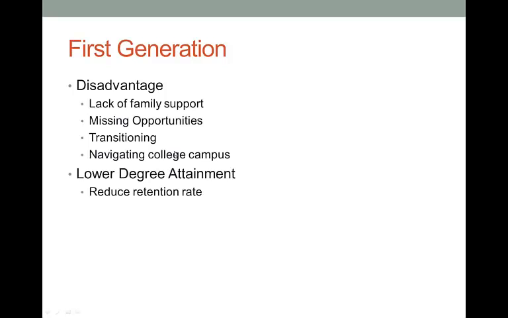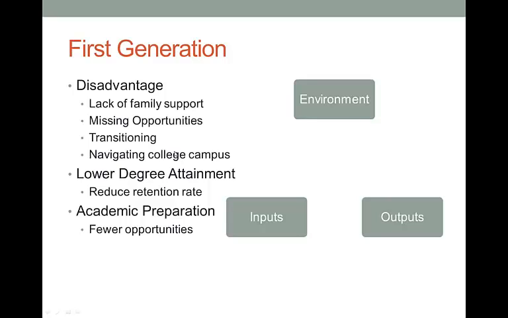The other piece is that first generation students have a lower degree attainment or a lower retention rate. And a lot of that has to do with the disadvantages that we just talked about, because they may be called home to help their family. They may have transition issues. They may feel homesick. They may not be able to navigate the college campus, or it may be too big for them, or they may be missing opportunities to get that support. There's a variety of different things that really affect the first generation students' retention rate.